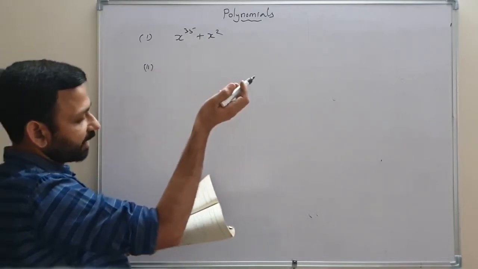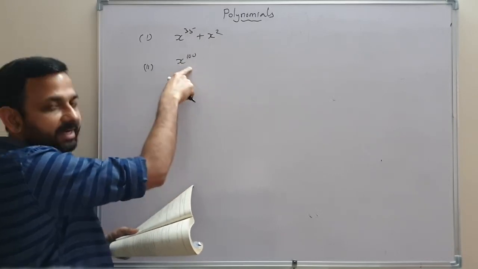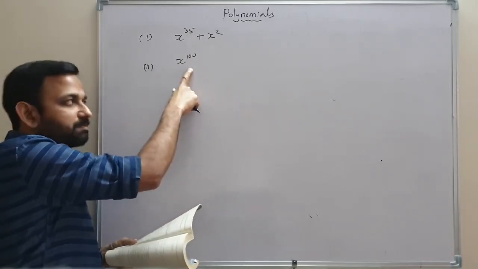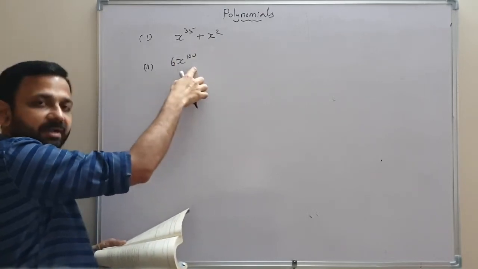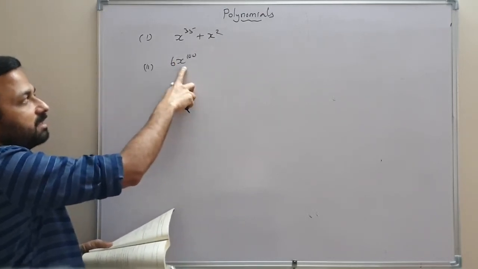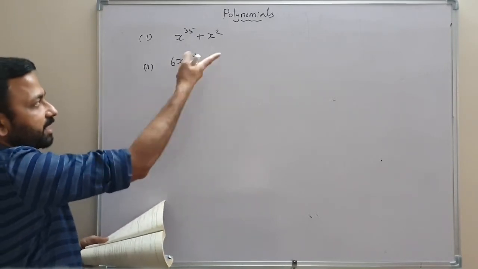Then the second one, a monomial of degree 100. x raised to 100. We have only one term, so it's a monomial and its power is 100. If you want to write any number here, you can write 6x raised to 100. We have only one term here because terms are separated by plus or minus. So this is a monomial of degree 100.